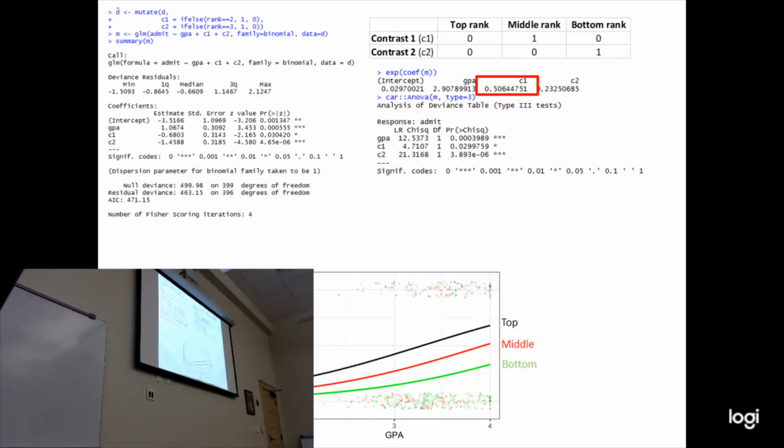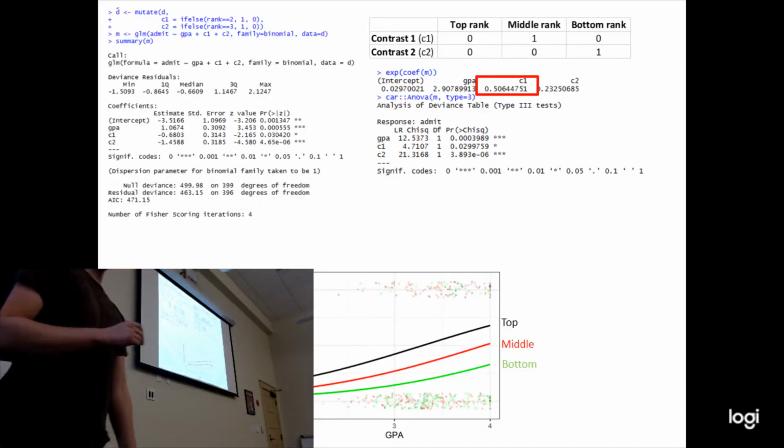Yeah, so one way to think about that is compared to people at top ranked schools, people who went to middle ranked schools had about half the odds of admission to graduate school. So we're comparing top ranked and middle ranked. One tricky thing is that you have to think about by what number you have to multiply the previous odds to get to the other odds. And that number is about half.